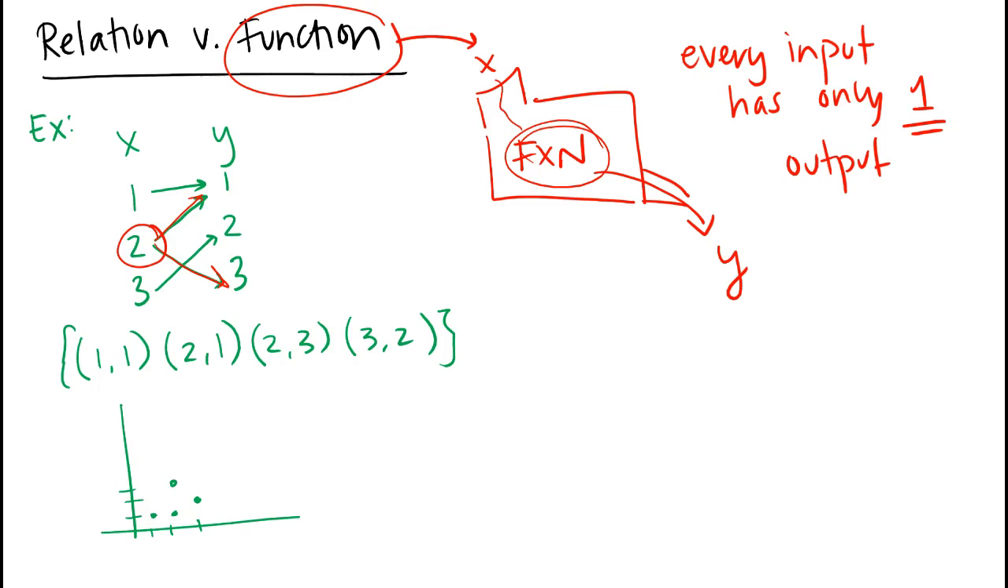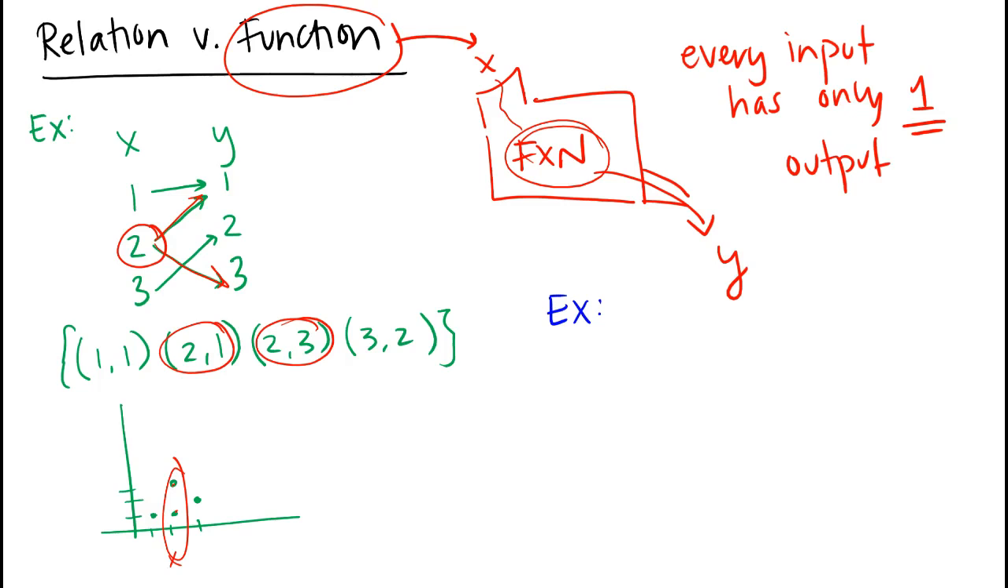So we can see that here. Again, the 2 maps to 1 and to a 3. And here in our graph, the x of 2 has 2 different points there. These are all problems.